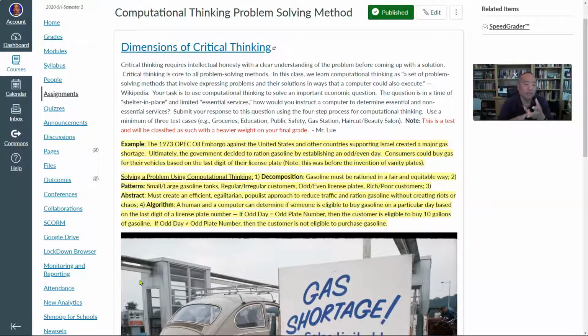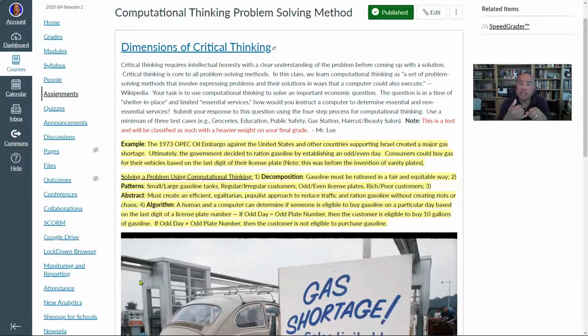Okay, and then finally the algorithm. In this case, we are looking for a set of instructions, a recipe, if you will, that we can give to the computer to solve. Okay? So this is how it would look. We could say, computer, you are to determine whether or not this customer is eligible to buy gasoline. And this is how we want you to decide.